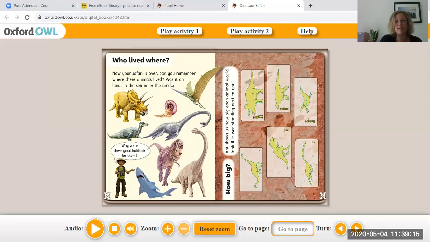Who lived where? Now your safari is over. Can you remember where these animals lived? Was it on land, in the sea, or in the air? So have a go at those. See if you can remember where they were, and then go back into the book and check.